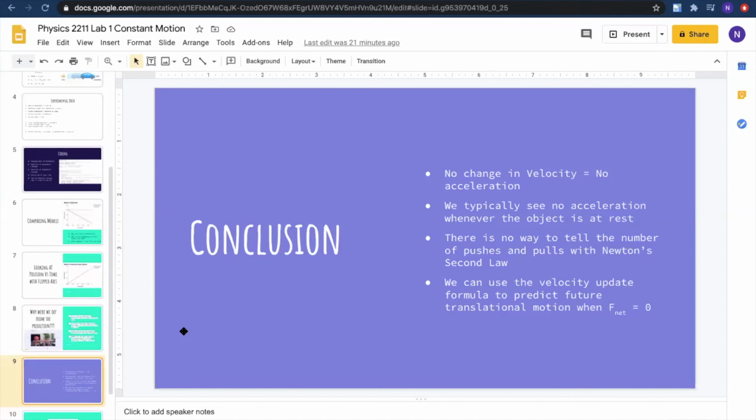So in conclusion, there is no acceleration when there's no change in velocity. But usually whenever we see this, we typically see no acceleration when the object is at rest. Why do we see it whenever the ball is moving? Well, that's because we're assuming that there's no net forces interacting on the ball. There's no way to tell the number of pushes and pulls that occur with Newton's second law. Newton's second law only tells us that the force net is equal to zero whenever we have a constant velocity. And we can use the velocity update formula to predict future translational motion when F net is equal to zero.